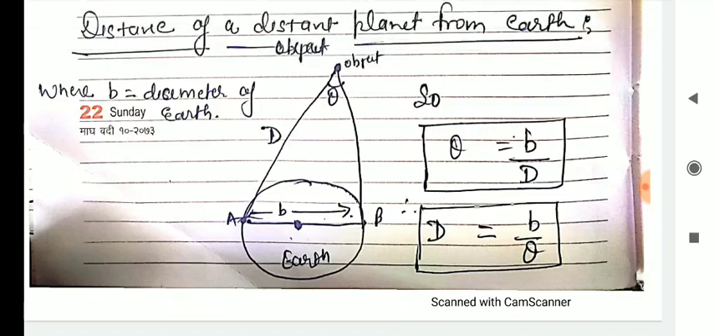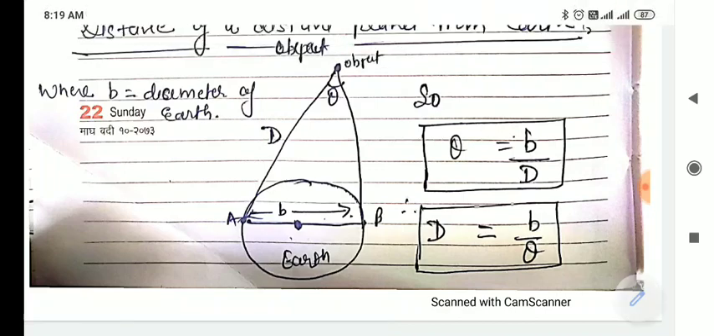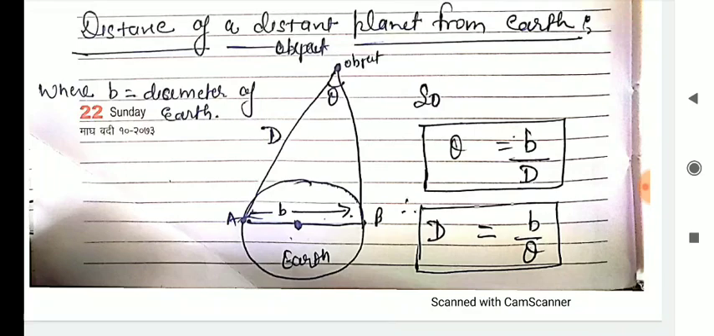Now what will we do? Firstly we will observe the object from position A, observation point A, and after that we will observe the object from position B. Now if we join these distances, that is from the object to A, from the object to B, and A to B, this A to B is treated as the basis.